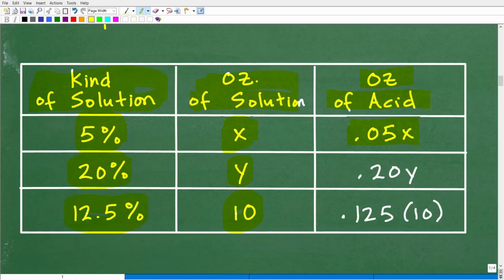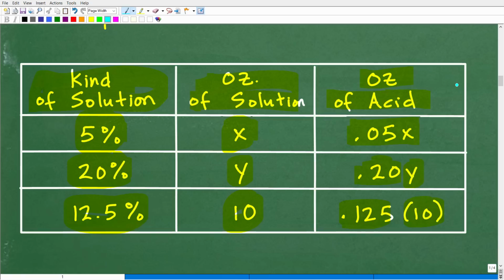So now we're going to define how much actual acid we have in the others. For the 20% acid solution, we have y ounces. How much of that is actually acid? We're going to change the 20% to a decimal, so that's 0.20 times y. And then for a 12.5% solution of acid, and we have 10 ounces, how much of this is acid? Well, again, we change the percent to a decimal, so that's 0.125 times 10 ounces. Okay, so this is what we need to do.